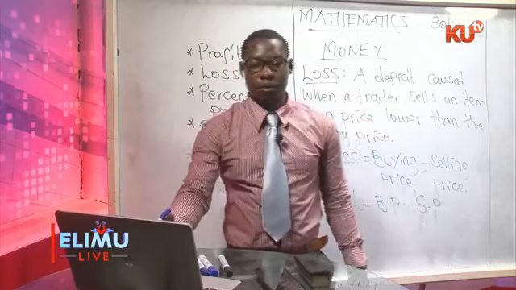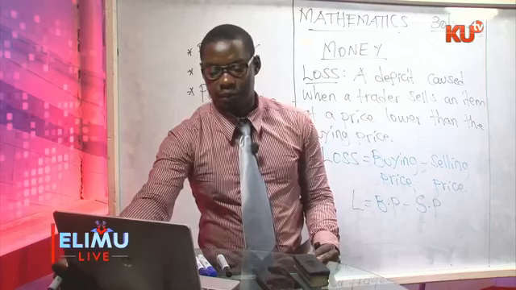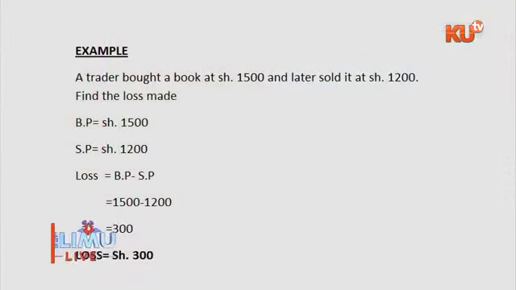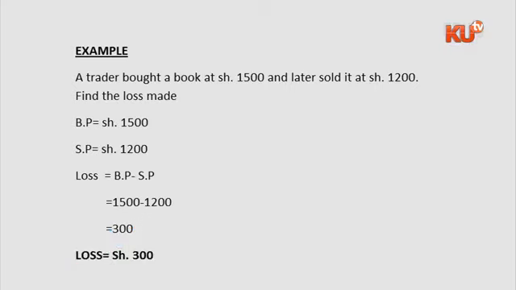So we can have an example to check on that, how to work it out. A trader bought a book at 1,500 shillings and later sold it at 1,200 shillings. Find the loss made.